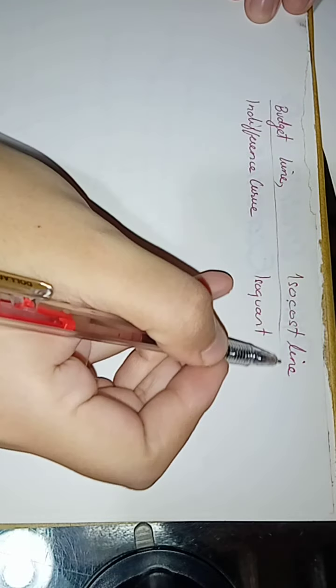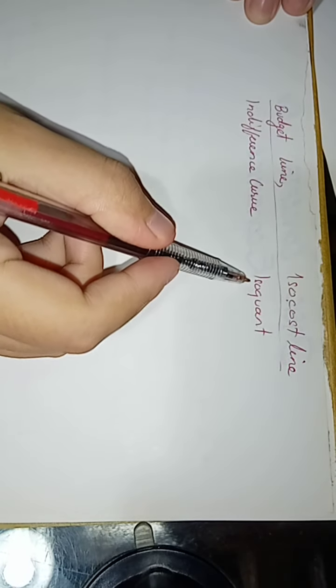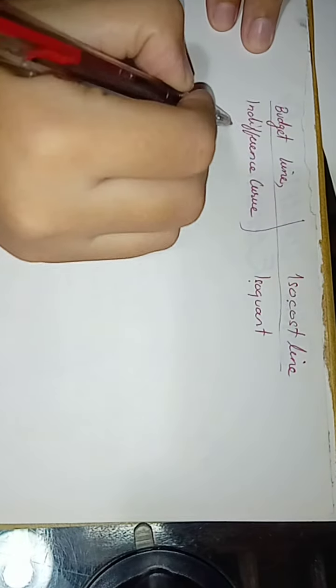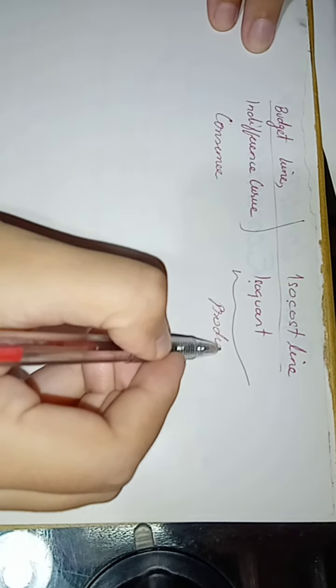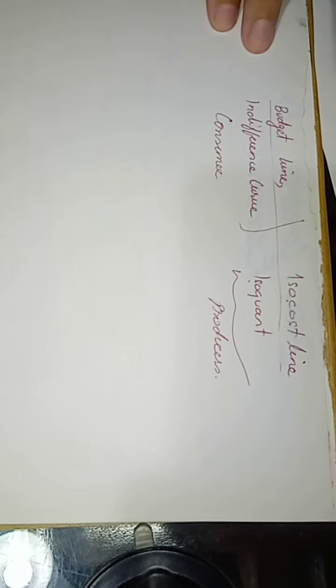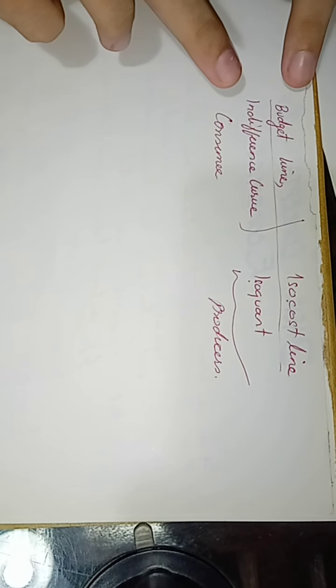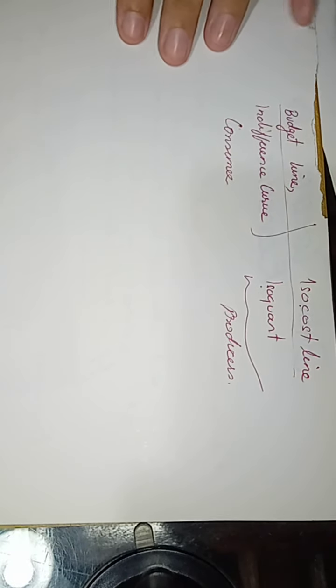Now these are two pairs. Budget line and isocost line are almost the same things, and indifference curve and isoquants have the same properties, but the only difference is that these two are from the consumer side and these two are from the producer side. So we should better start with the consumer side and then end at the producer side.